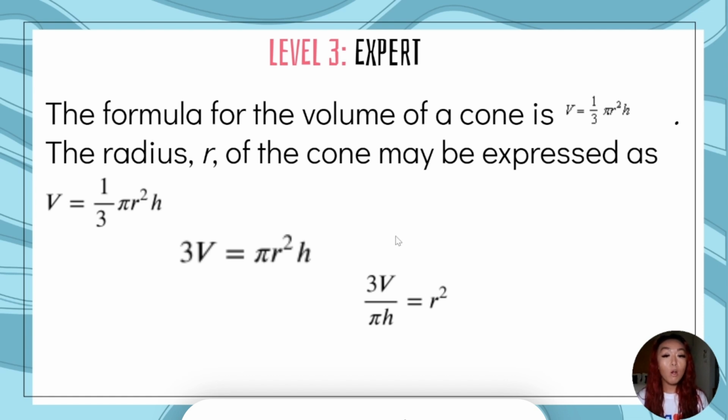So now we have r squared, but we're looking for r. So the inverse operation of r squared is the square root, right? So we're going to take the square root of both sides, and we get the square root of 3V over pi h equals r.